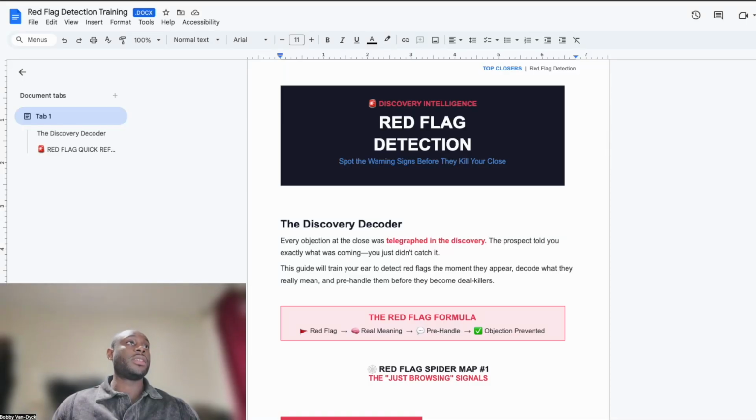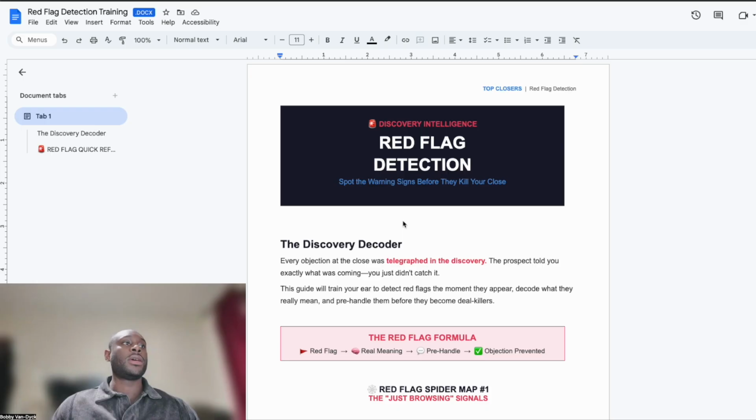Okay, so in this session, guys, I want to show you how to detect a red flag. Essentially, just making sure that when we're on our discovery calls, we're not allowing prospects to get to the pitch and hitting you with bullshit that you should have been able to identify and handle and lead to a close that has a lot less friction.